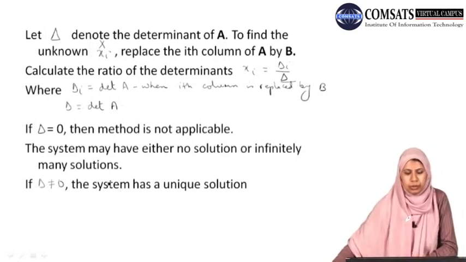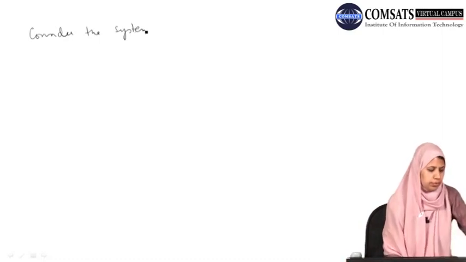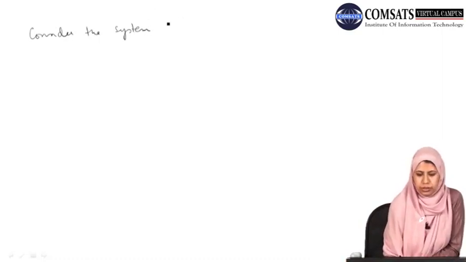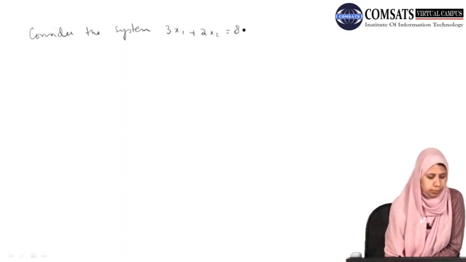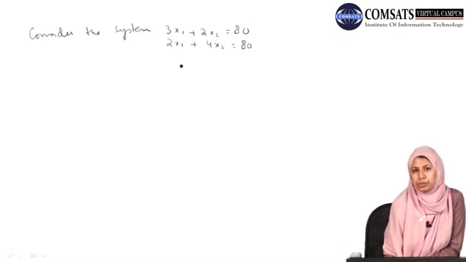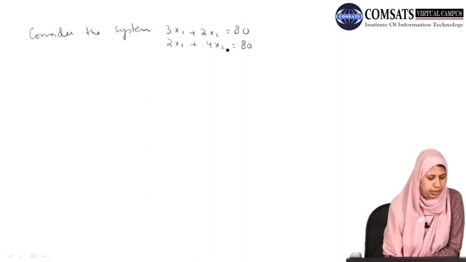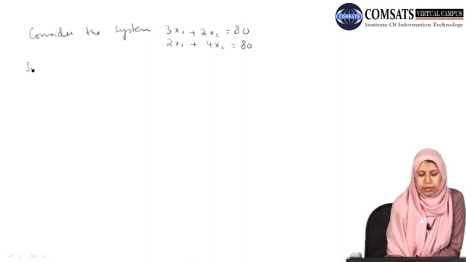Okay. How do we use our Cramer's rule to solve a system of equations? Let's have a look at our example. Consider the system of equations 3x1 + 2x2 = 80, 2x1 + 4x2 = 80. So we have a system of two equations and two unknowns x1 and x2, and we are asked to find the values of x1 and x2 using our Cramer's rule.